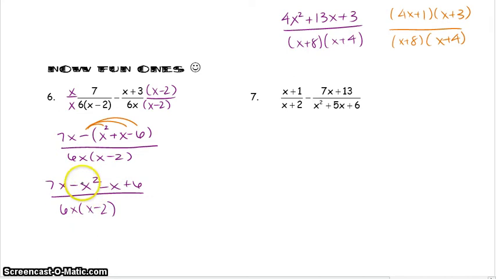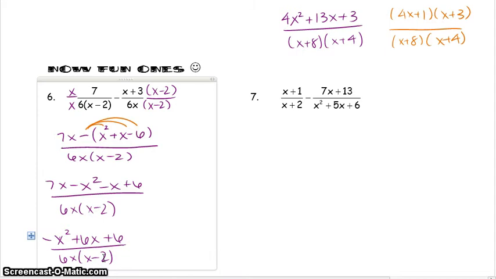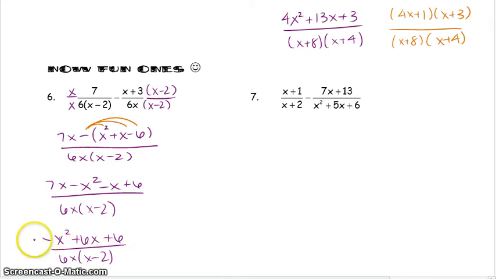And then we can combine our like terms. So we have negative x squared, and that would be a positive 6x plus 6 all over 6x times x minus 2. At this point, we have to look at, can I simplify the top at all? And that doesn't factor, so this would be our final answer.